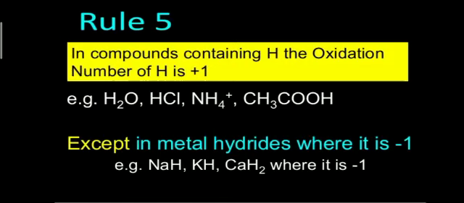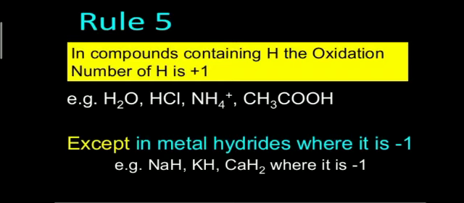Rule 5. In compounds containing hydrogen, the oxidation number of hydrogen is plus 1. As you know, in acid-base concepts as well, hydrogen is assigned as an acid or as a proton. It means that hydrogen reacts as an acid and it carries positive charge. So the oxidation number will be plus 1. But in case of metal hydrides, as you know that metal has the ability to lose electrons and become a cation, the charge will be minus 1. So in the normal case, hydrogen will carry an oxidation state of plus 1, while in case of metal hydrides, it will carry a charge of minus 1.